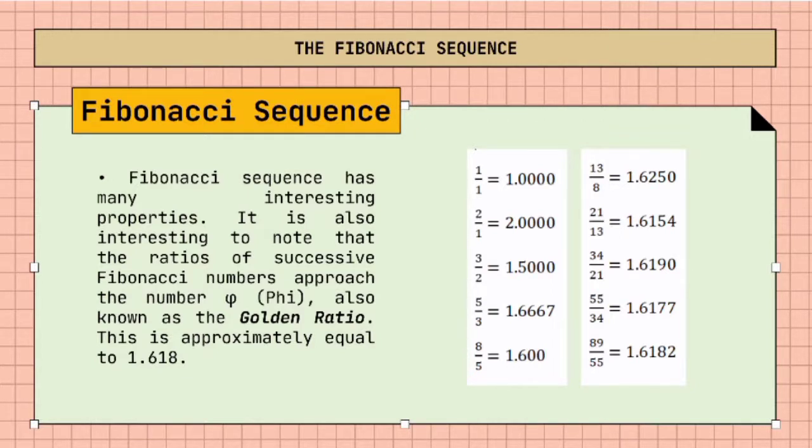It is also interesting to note that the ratios of successive Fibonacci numbers approach the number phi, also known as the golden ratio. This is approximately equal to 1.6180. So sa right side makikita natin yung value ng golden ratio, which is yung 1.6180.